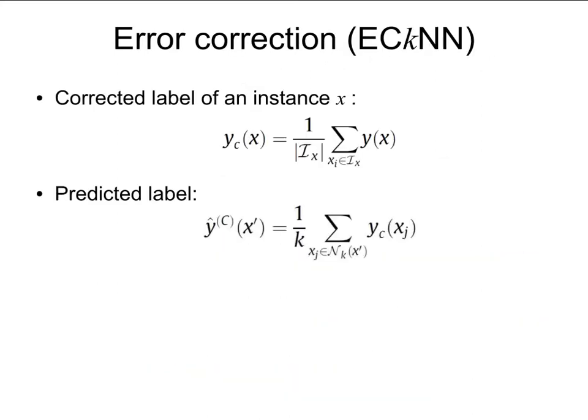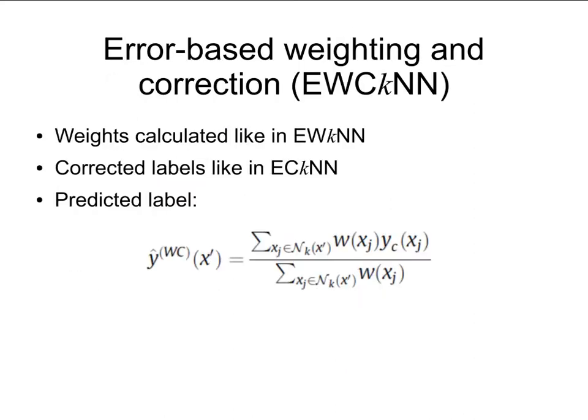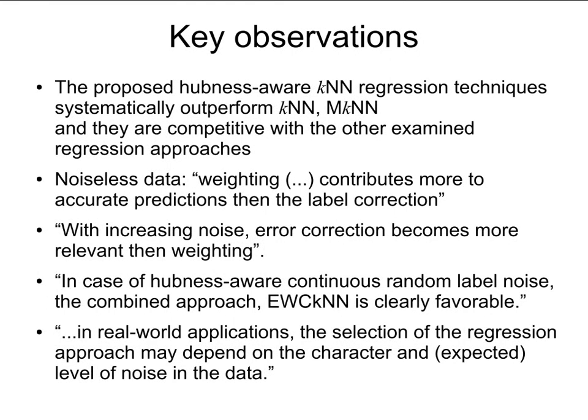The second approach we proposed is called error correction because it tries to correct the labels of high error instances. This is illustrated in this slide. We can, of course, combine the previous 2 techniques, which leads to our approach ECKNN. We performed many experiments on various datasets.